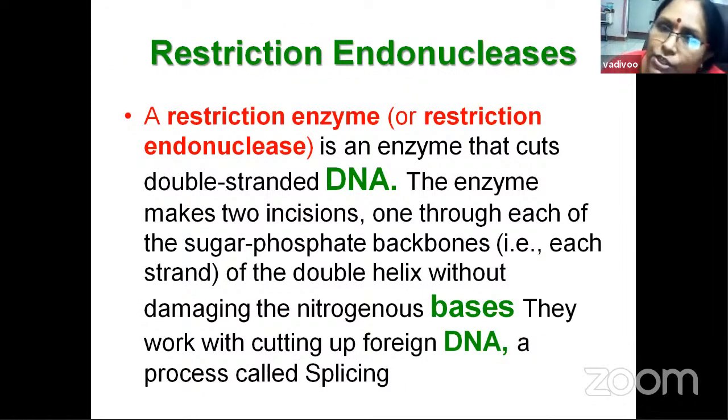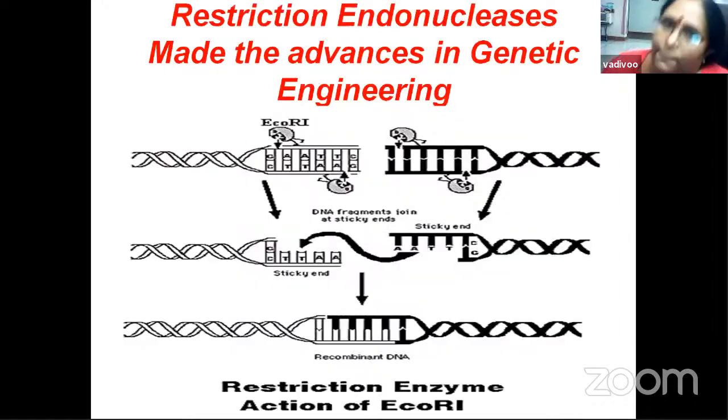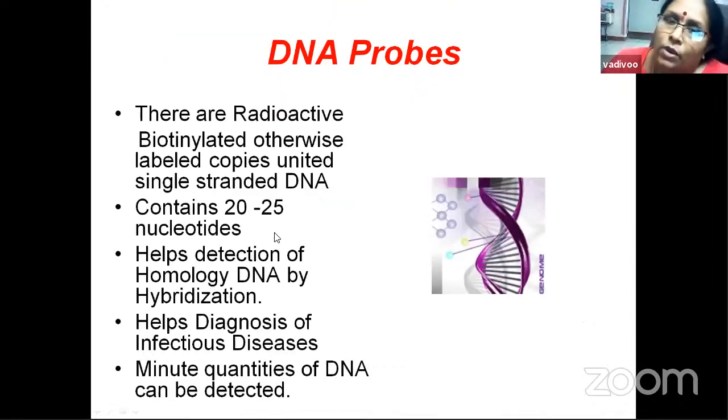And then what are restriction endonucleases? They are nothing but enzymes that cut double-stranded DNA. The enzyme makes two incisions, one through each of the sugar phosphate backbones of the double helix, without damaging the nitrogenous bases. So they work by cutting up foreign DNA, a process that is called splicing. Okay, so restriction endonucleases made advances in genetic engineering. So you can cut and paste. So next is DNA probes. They are radioactive or biotinylated probes, otherwise labeled copies united with single-stranded DNA.